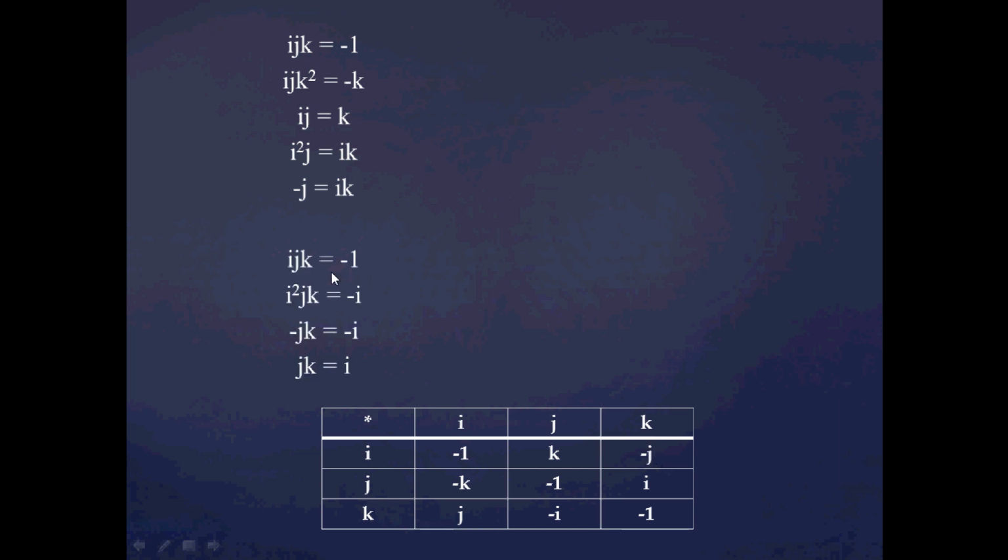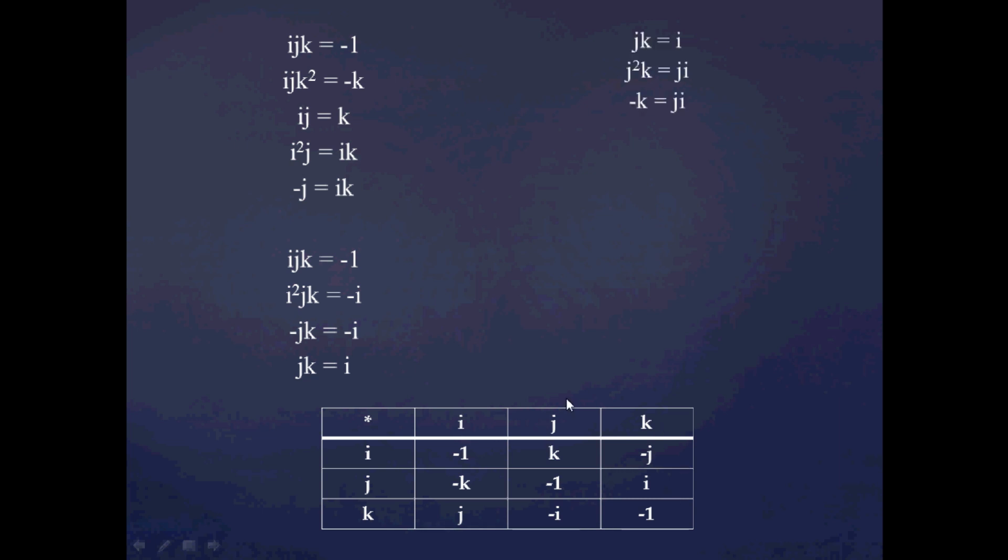And let's derive another one. So we start with ijk is equal to minus 1. Now I'm going to multiply on the left by i. So I get i squared jk is equal to minus i. i squared is minus 1 again, so minus jk is equal to minus i. So that tells me that jk is equal to i. So that gives me that one there. So I've already completed this upper triangular portion of the table.